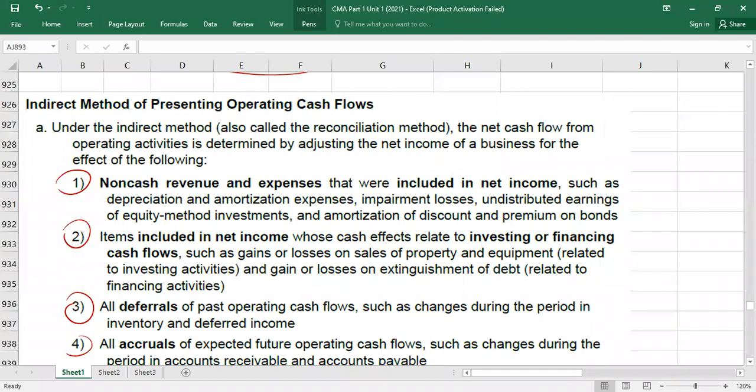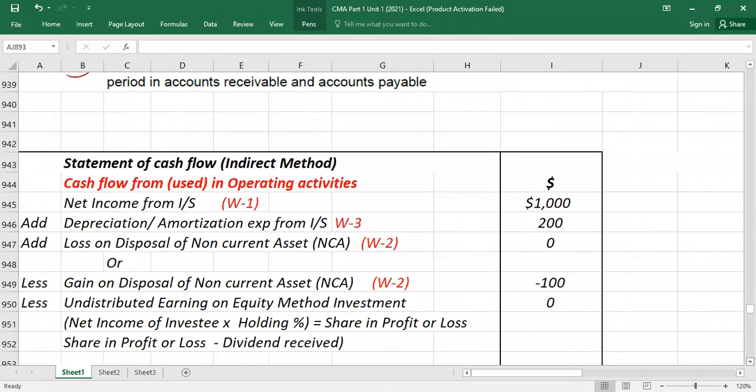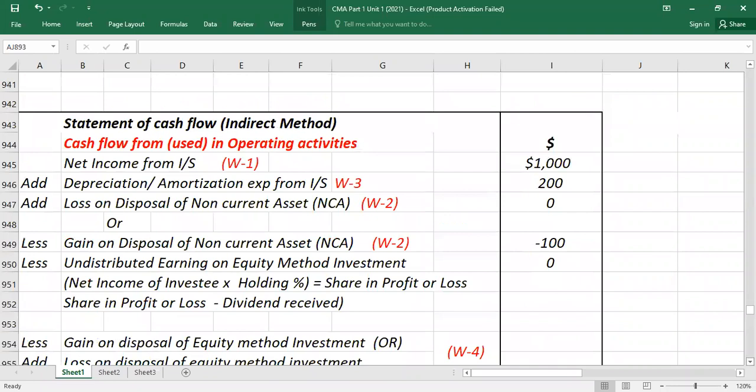So here we go. This is the more important information, which you have to remember, their workings, how to get the values for your exam. So the first section we are going to talk about is cash flow from or used in operating activities and it is indirect. Ready? Here we go.